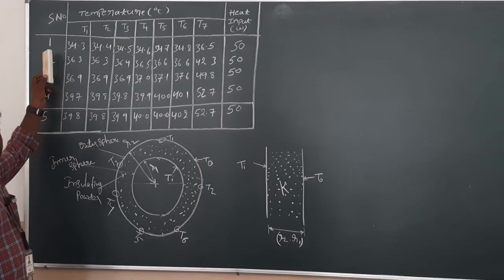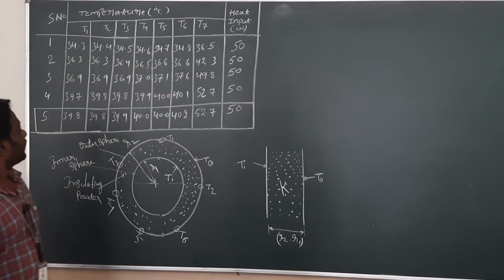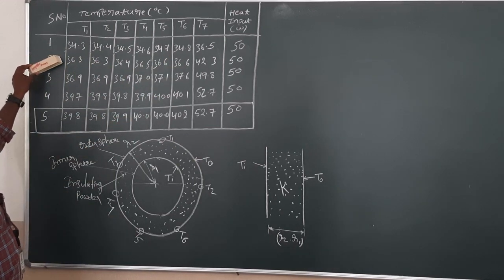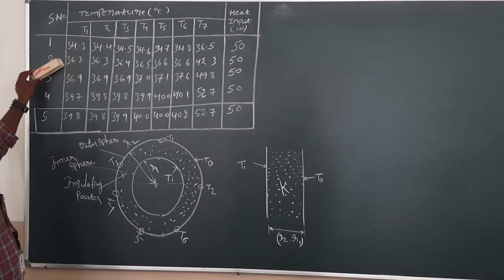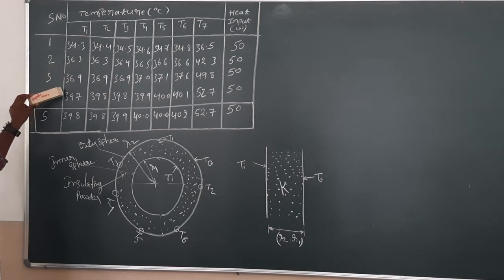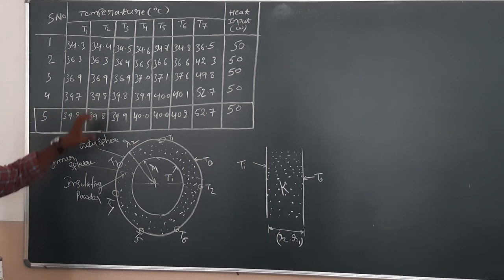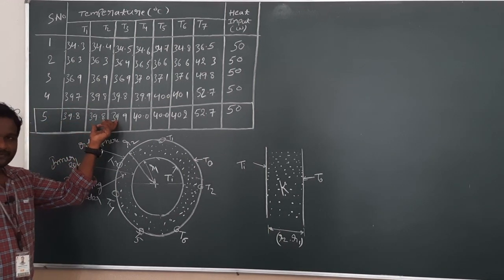These are the values obtained during the experimentation. Initially the values are like this, and after 10 minutes the values varied like this, and after another 10 minutes the values varied like this, and after another 10 minutes the variation is very low. So we considered this as the steady state and are going to calculate the thermal conductivity for these values.